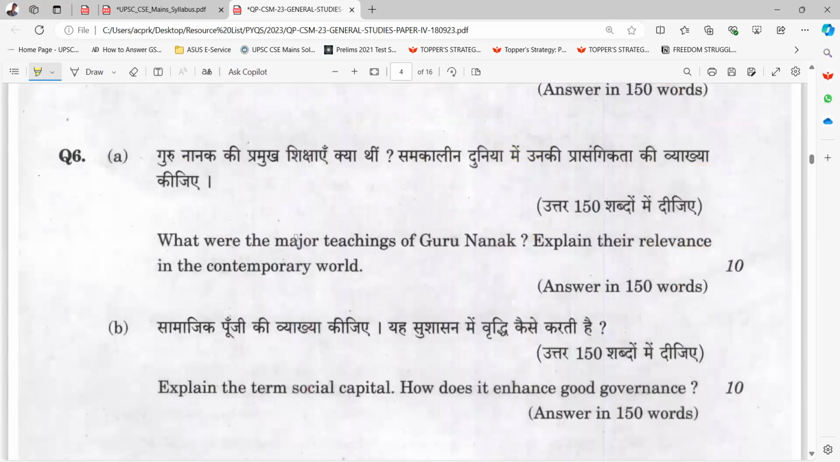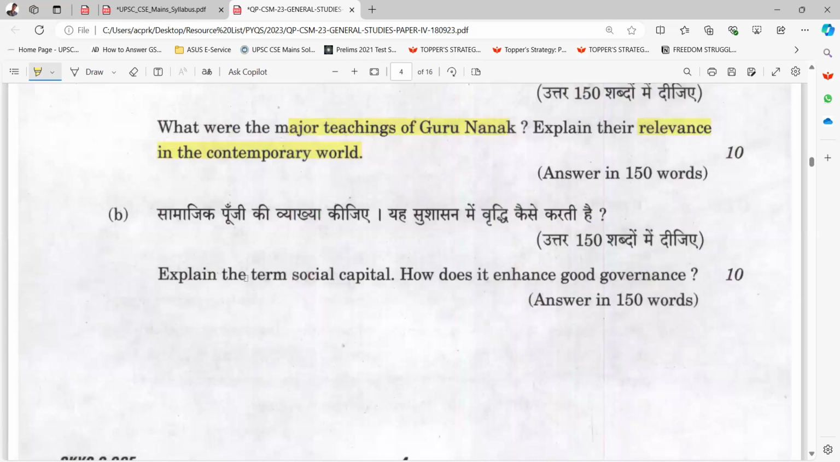Sixth A. What were the major teachings of Guru Nanak? Explain their relevance in the contemporary world. Okay. Sixth B. Explain the term social capital. How does it enhance good governance?